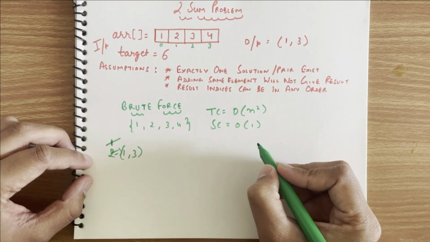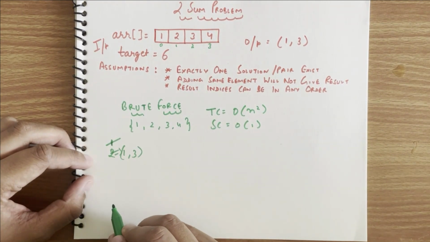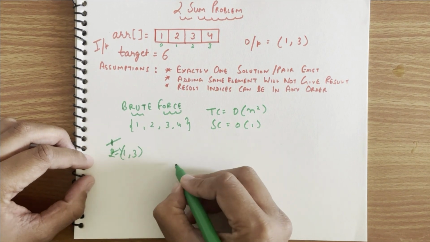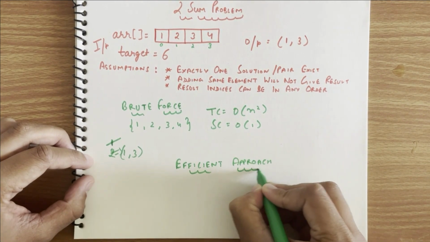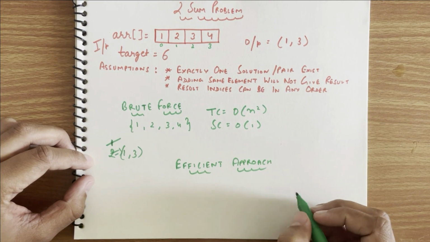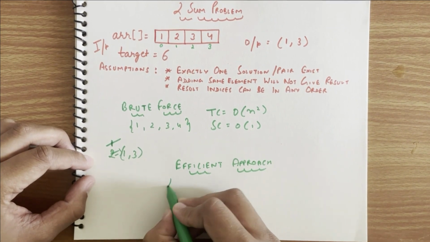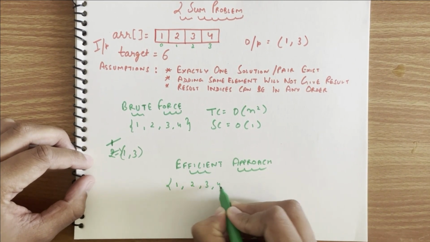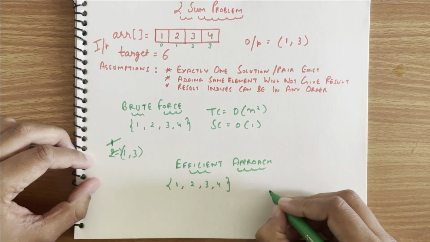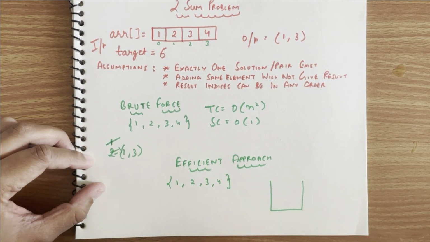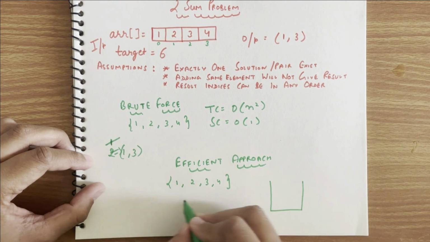Now let's see the efficient approach to solve this problem. The efficient approach will be by using a hash map. So what we will do, for our given array, we will also create one hash map. Let's consider this is our hash map. We know our target is 6.